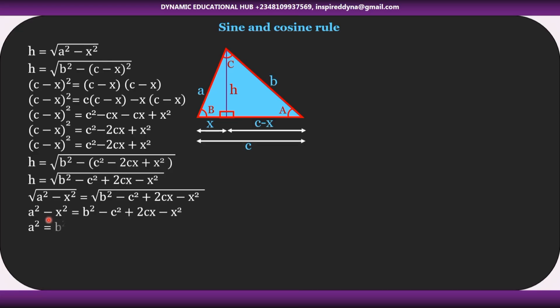We are left with what? A squared is equal to b squared minus c squared plus 2cx. This is the cosine rule. Now let me show you why this is the cosine rule, how we can get cosine here.